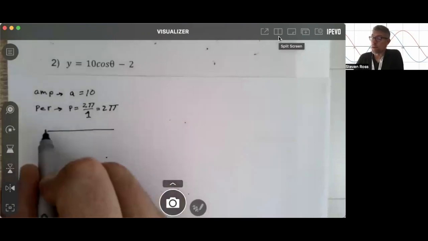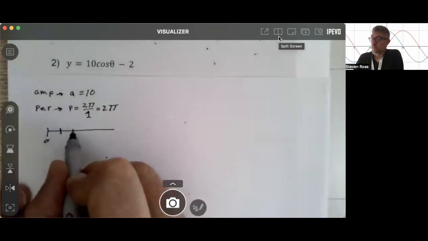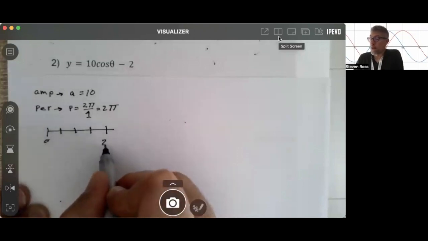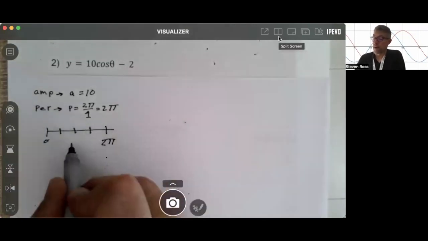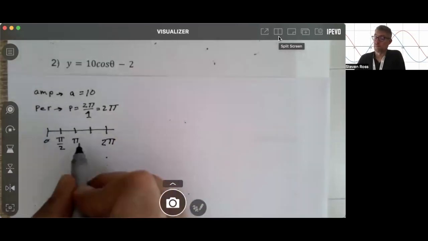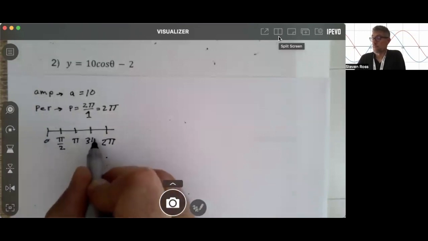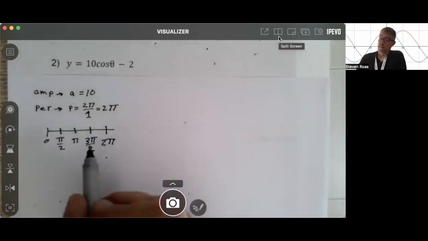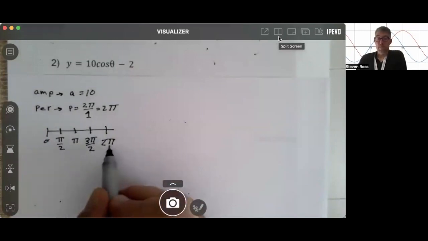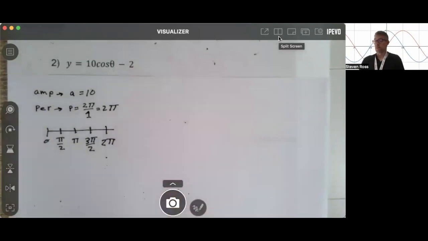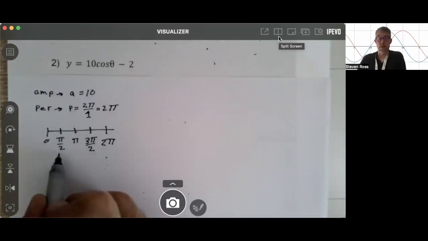And of course, what that means is that the fourth hash mark is the period. Half of that is pi. Half of that is pi over 2. And then 1 pi over 2, 2 pi over 2 reduces to pi. 3 pi over 2. And then 4 pi over 2 is going to reduce to 2 pi. So that's what my hash marks are going to look like. So between every hash mark is going to be a pi over 2.